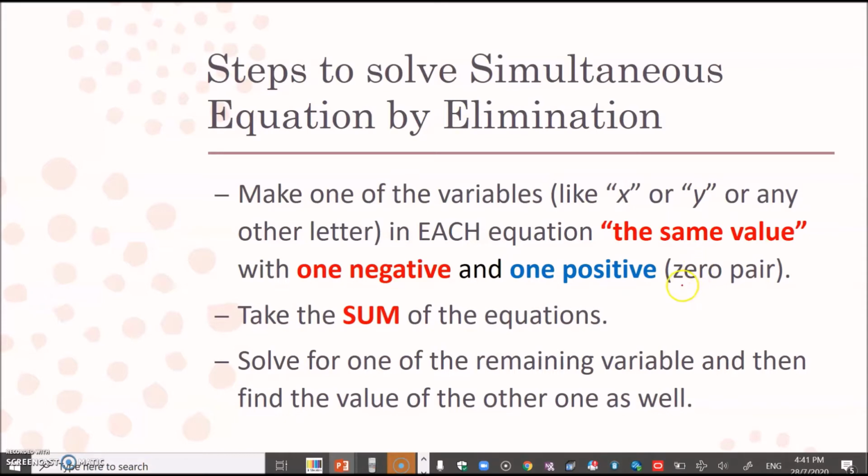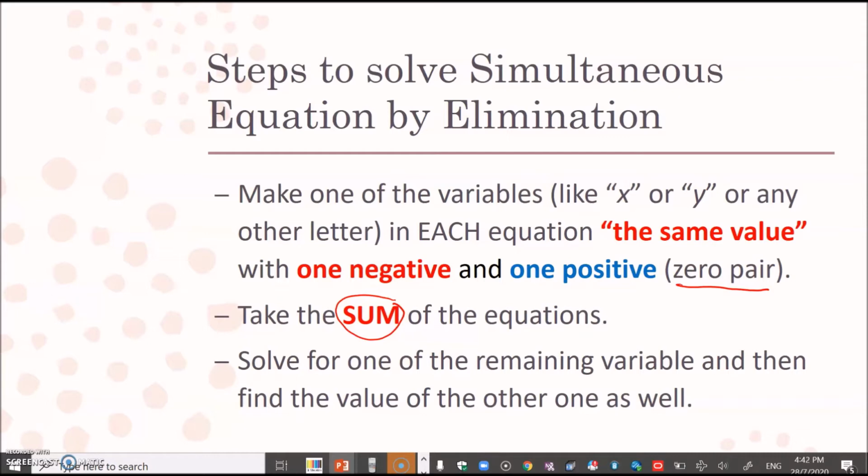Why? Is because of the concept of zero pair. Alright, when we have one positive, one negative, they can add up into 0. So for this method, right, no matter what you do, you're always going to take the sum of the equations. Alright, and you will always solve for 1 first. So if you've already gotten rid of x, so basically you'll be solving for y. Then after that, use that to find x.